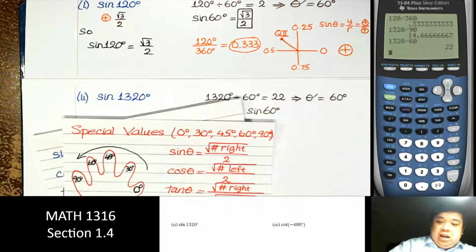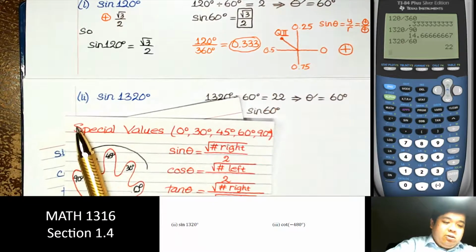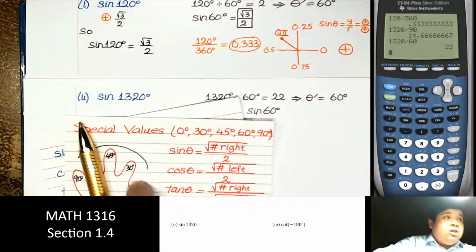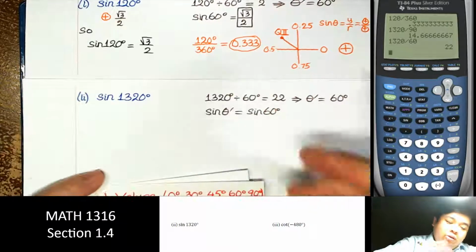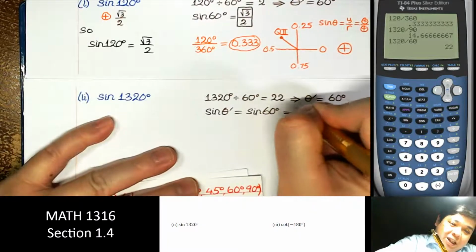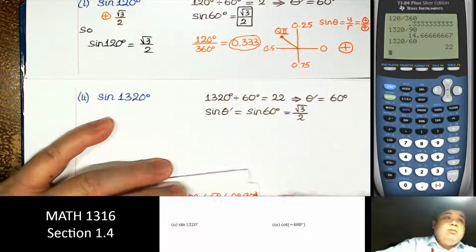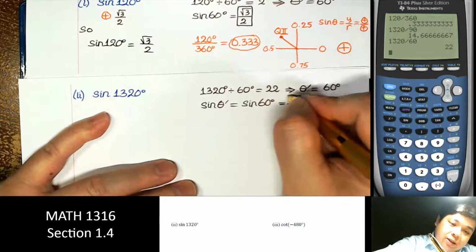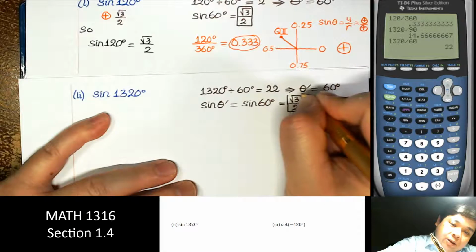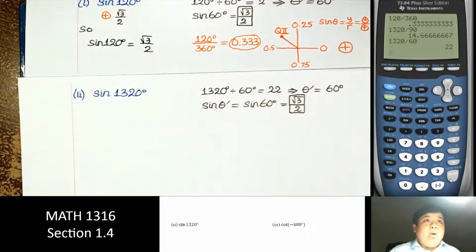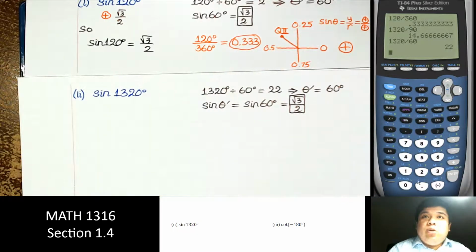Like that, with the hand trick, sine of 60 degrees is the 3 fingers on the right, so square root of 3, over 2, square root of 3 fingers, and then divide by 2. Right, so we have the values. Simple enough, right? And then 1320 divided by 360. So we've done the values.